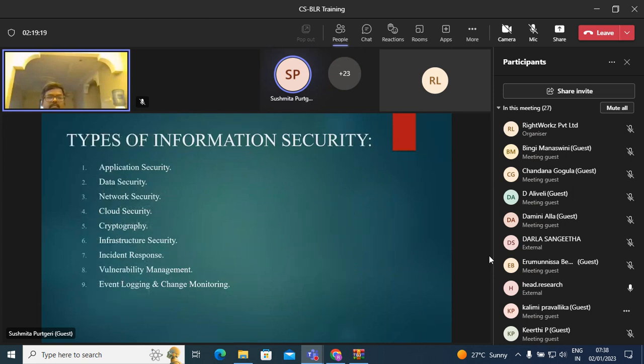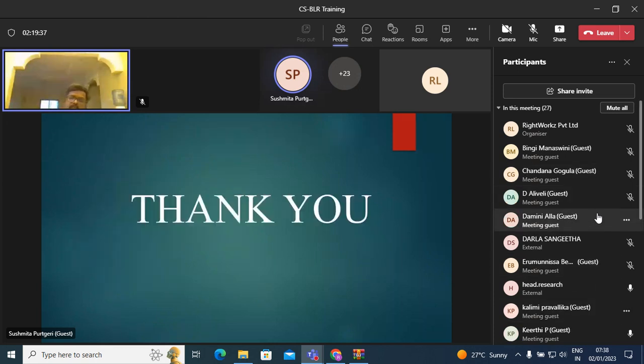And the next is types of information security. There are 9 types of information security. First is application security, data security, network security, cloud security, cryptography, infrastructure security, and incident response, vulnerability management, event logging, and change monitoring. With this, I'll end my PPT. Thank you for listening.